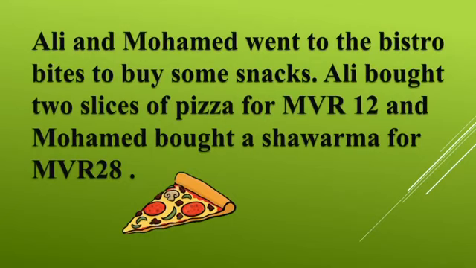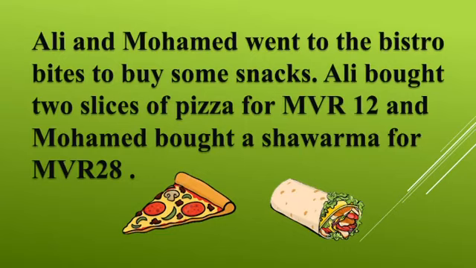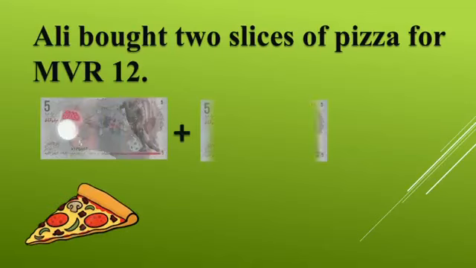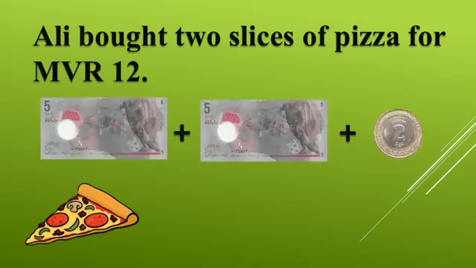So Ali and Muhammad went to the Bistro Bites to buy some snacks as well. Ali bought 2 slices of pizza for 12 rupiah and Muhammad bought a shawarma for 28 rupiah. So let's look at the example. Ali bought 2 slices of pizza for 12 rupiah. So Ali gave 2 notes of 5 rupiah and one coin of 2 rupiah to the cashier.